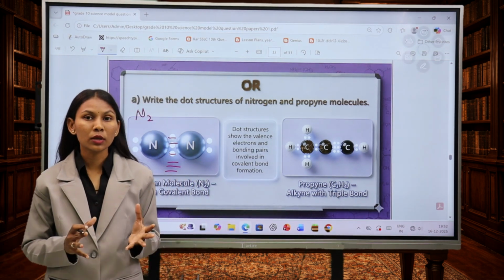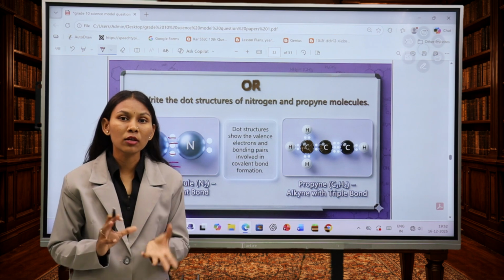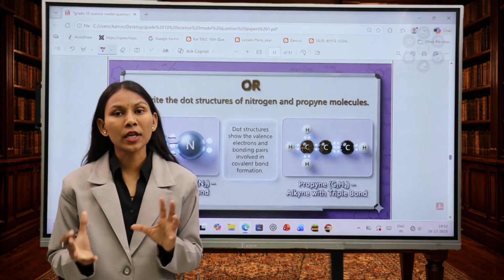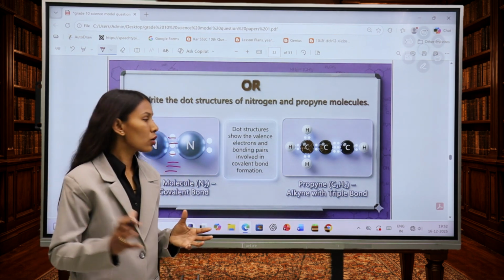Here they are mentioning covalent bond. So these are not ionic bonds. There is no gain or loss of electrons. Here there is a sharing of electrons. That means covalent bonding.